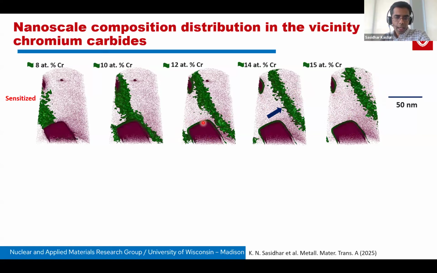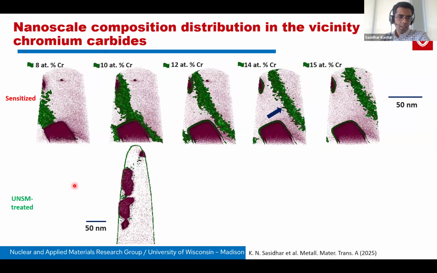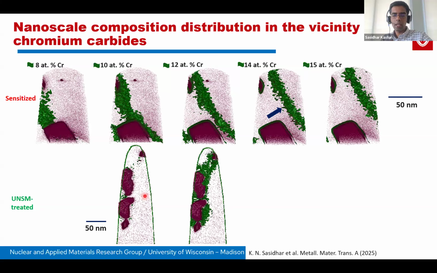But now, if you look at the UNSM treated material, first of all, there is no region in the sample that has a chromium content as low as 8%. In fact, even 10% is very sparse. The lowest chromium content that is statistically relevant in the sample is 12% chromium, and that meets the threshold requirement for passivity. And that's telling us why these materials are much more corrosion resistant than the sensitized material.